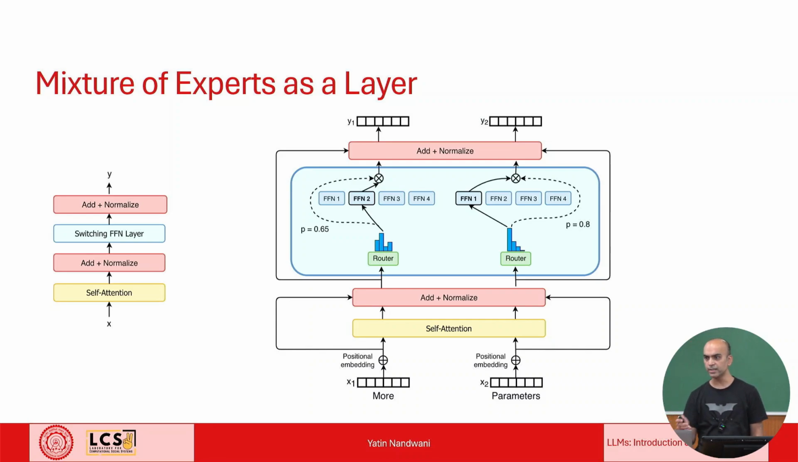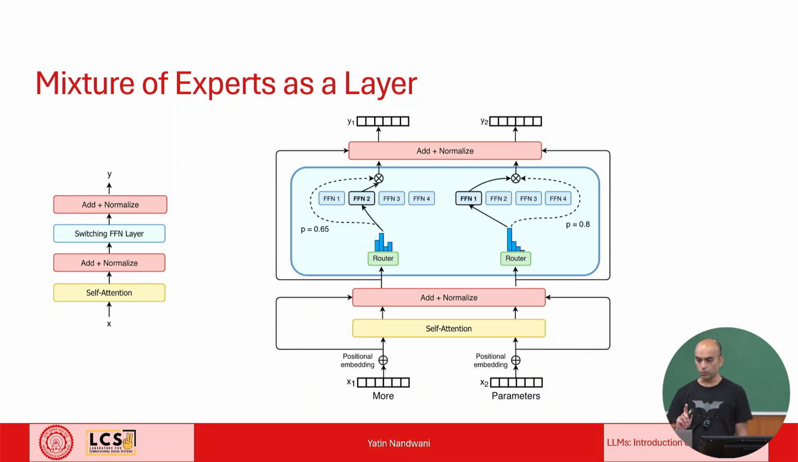Again, this add and normalize is applied on each embedding independently, on the embeddings of "more" as well as "parameters," and we get the corresponding embeddings y1 and y2. And how are we reducing the computational cost here? For an input token, only one of the 4 experts is active, so the computational cost is exactly the same as in the dense model, except for the router part, which is negligible anyway.